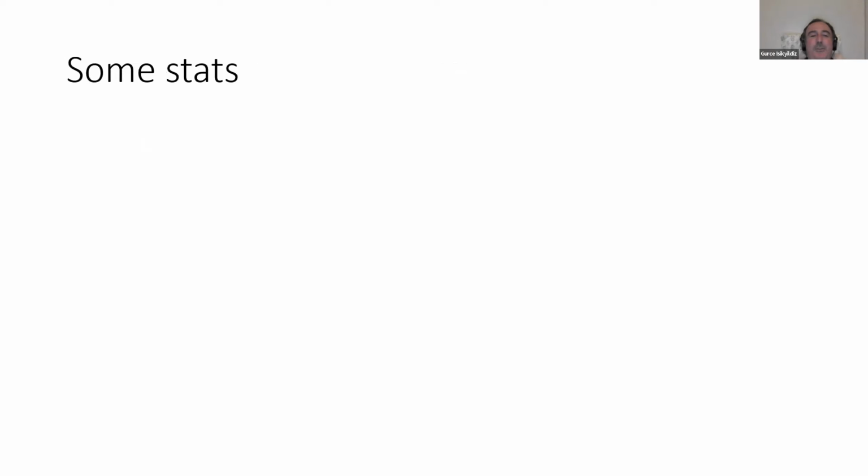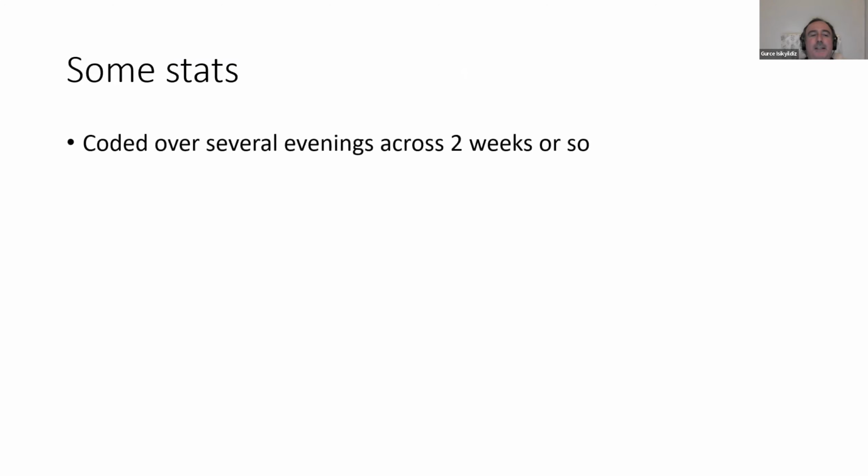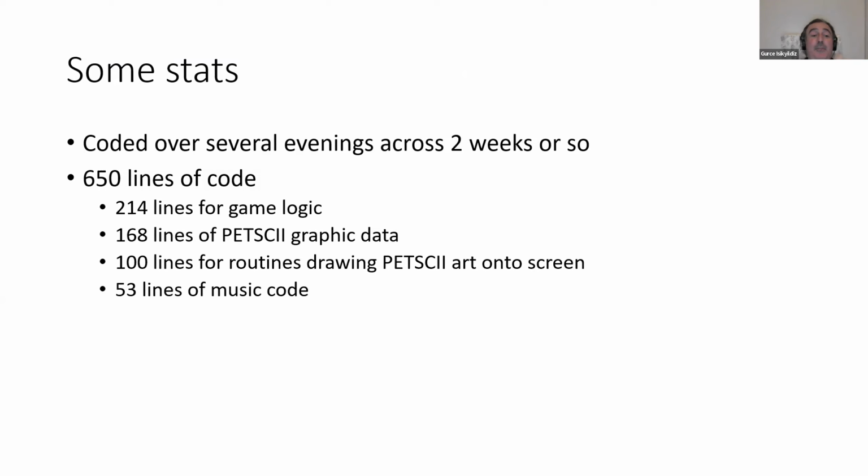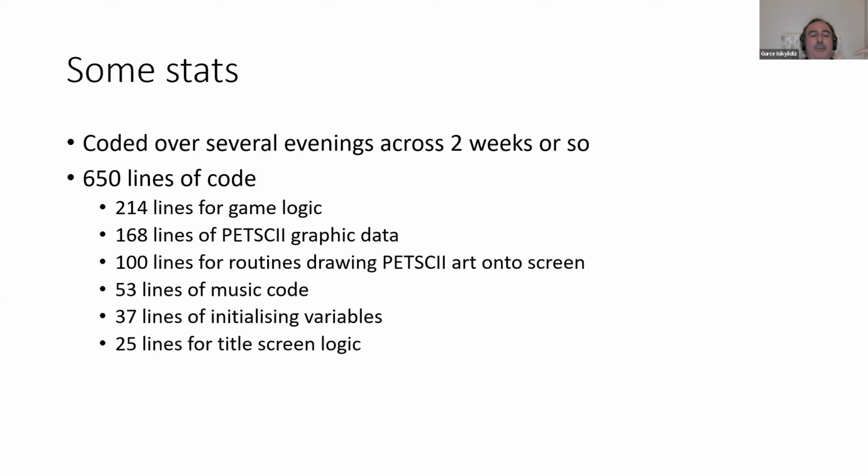Some stats on the effort involved to make something like that. I coded this across several evenings over 2 weeks or so. It's 650 lines of code: about 200 for game logic, about 150 for the Petsky graphics, 100 for the drawing routines of those Petsky graphics, 50 lines of music code, 40 lines of initializing variables, and 25 lines for the title screen. So yeah, it's not a huge chunk of work.